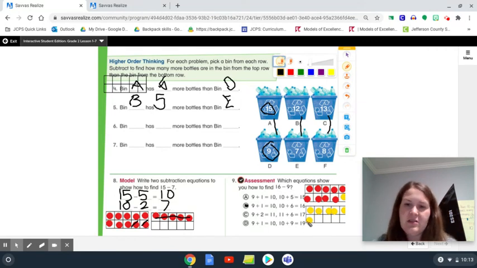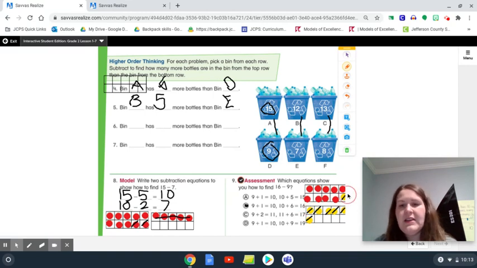Because look, I could take away these 9. 3, 4, 5, 6, 7. And then I've got how many more? I've got 1, 2, 3, 4, 5, 6, 7, 8, 9. I've got that 9. So 16 minus 9 equals 7.